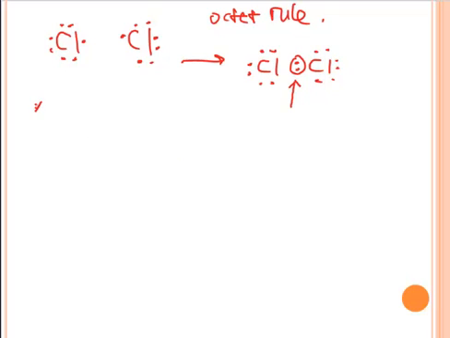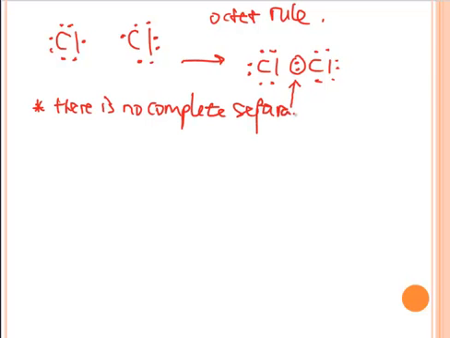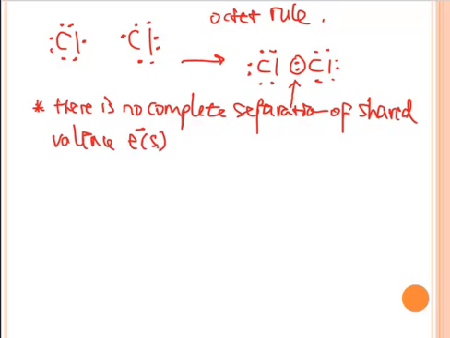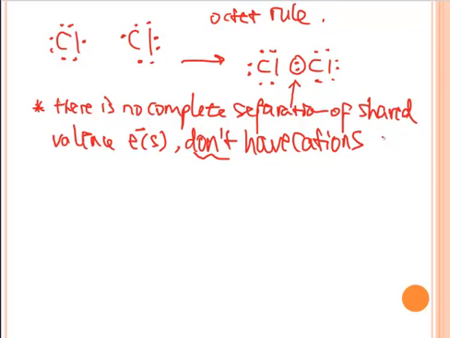One of the characteristics associated with that is this pair of shared electrons. So there's no complete separation of the shared valence electrons, and that posed an issue for naming molecular compounds, since they do not have complete charge separation. So we do not have cations or ions.